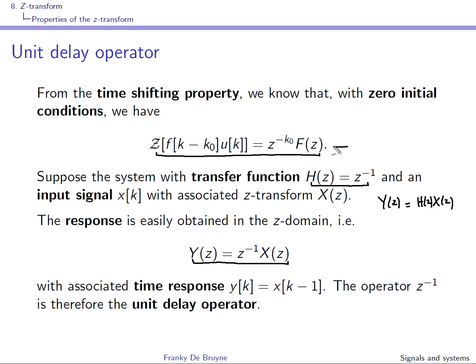And from what you see over here, if you do the inverse z transform, you see that the output and the input are linked as described over here. So you can see here that the output is simply the input shifted by 1. This is why the operator z minus 1 is called the unit delay operator. This should not come as a surprise.